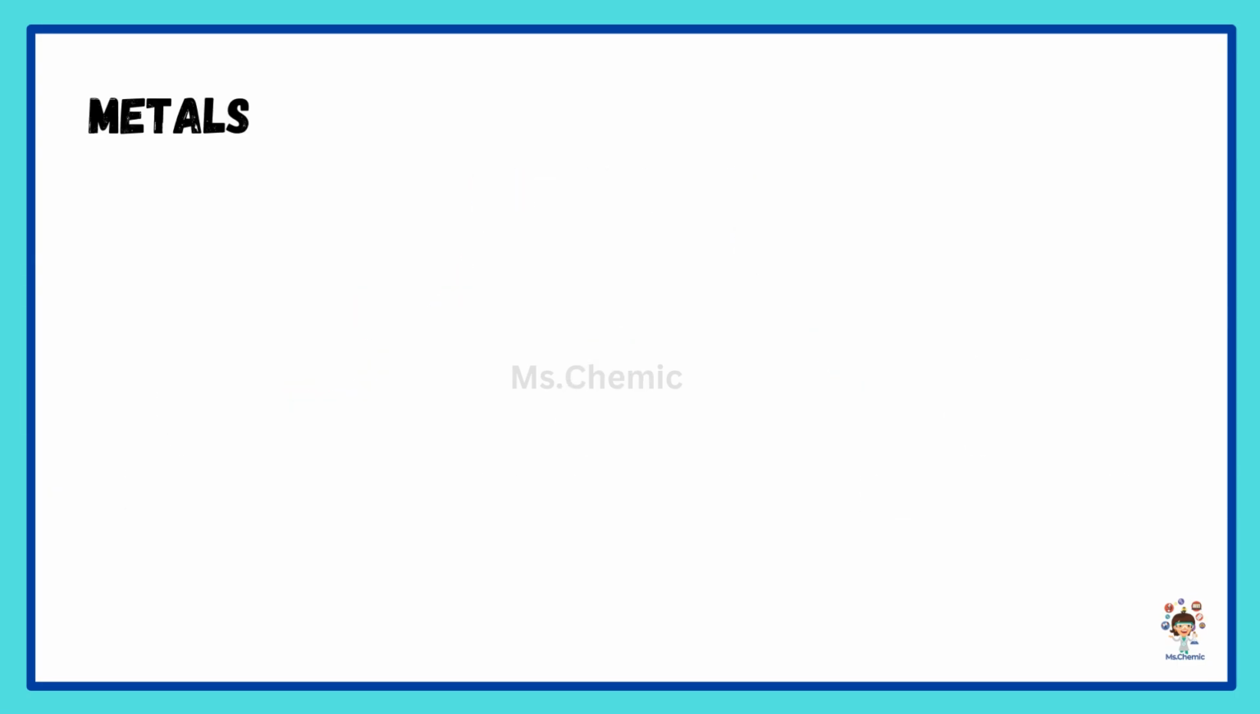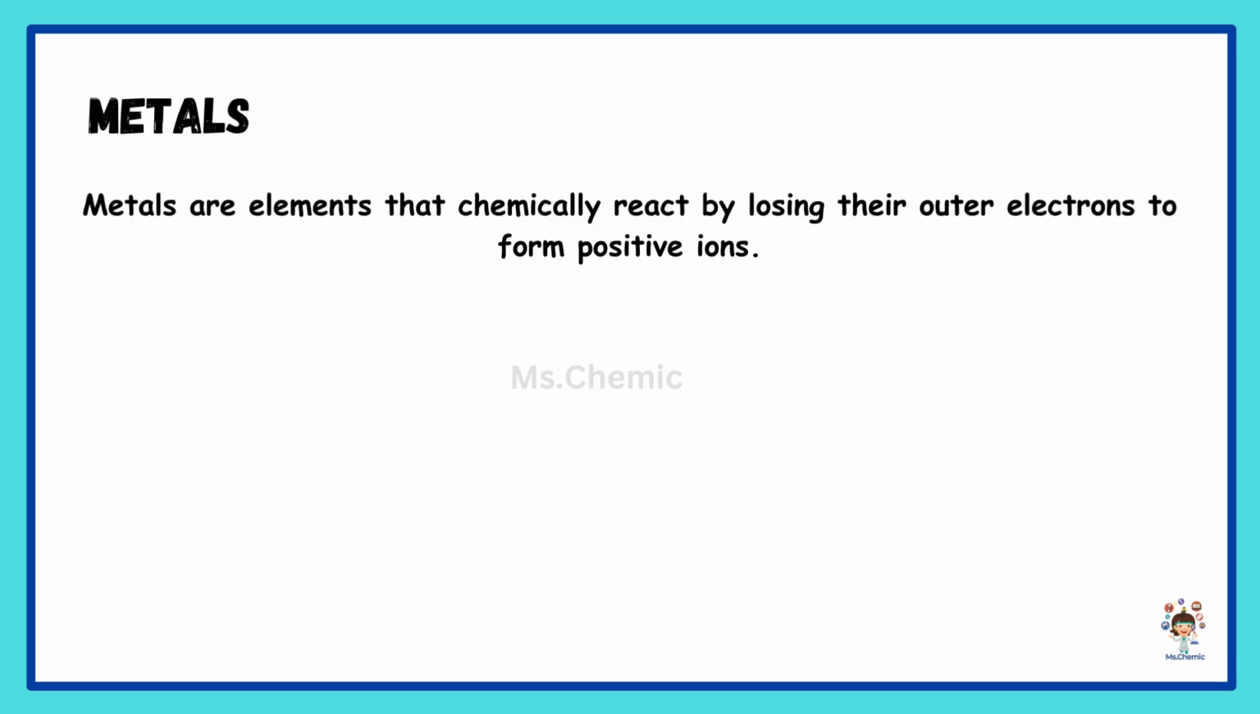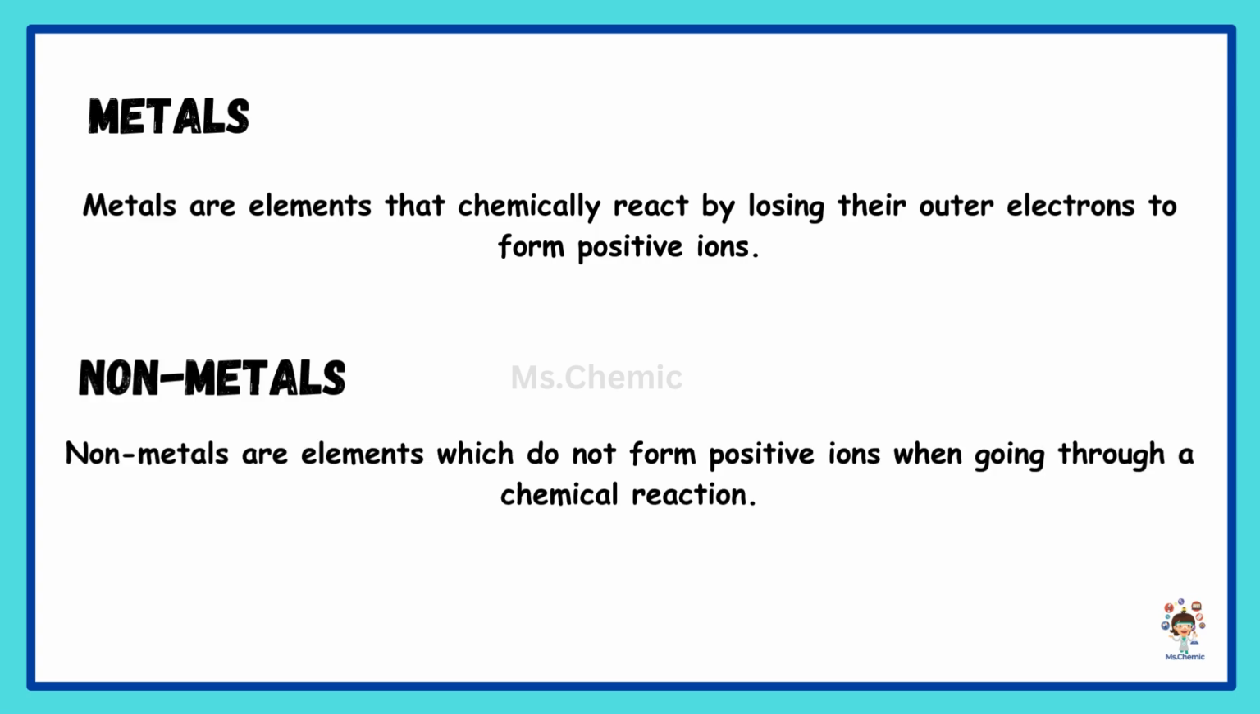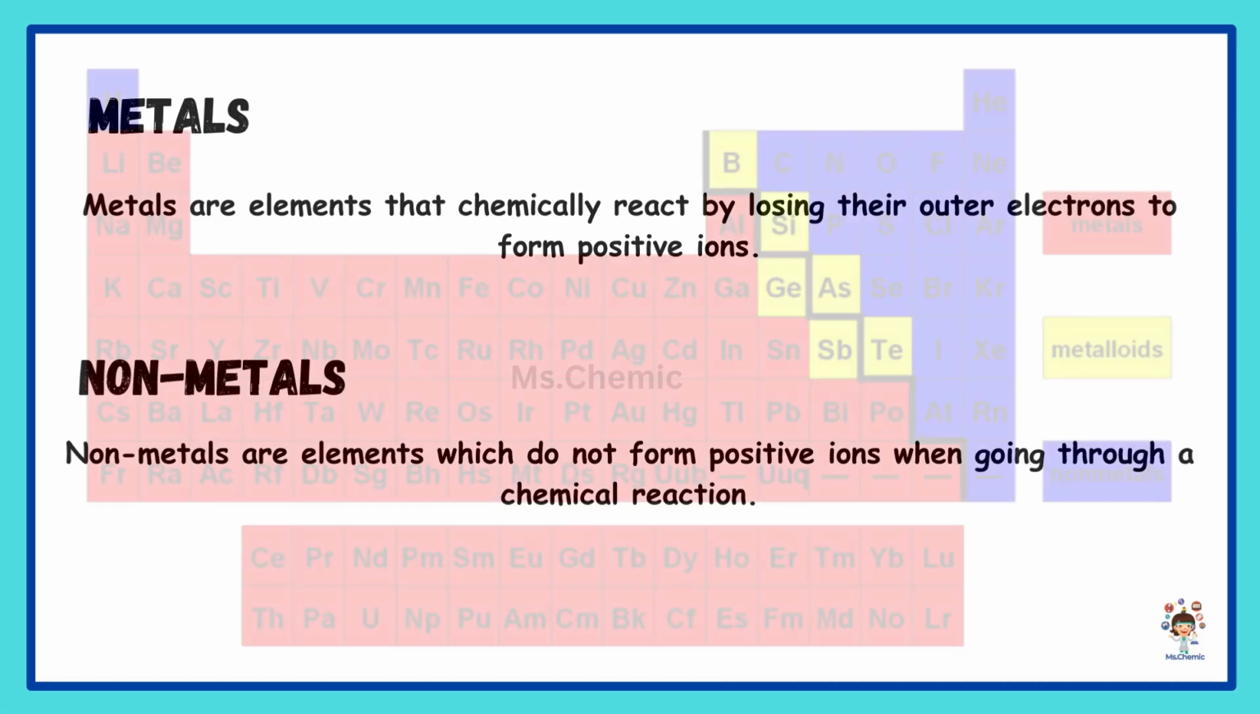What are metals? Metals are elements that chemically react by losing their outer electrons to form positive ions. What are nonmetals? Nonmetals are elements which do not form positive ions when going through a chemical reaction.